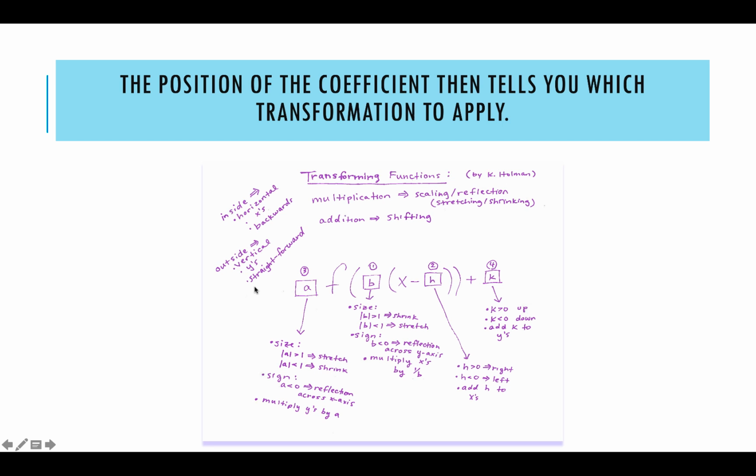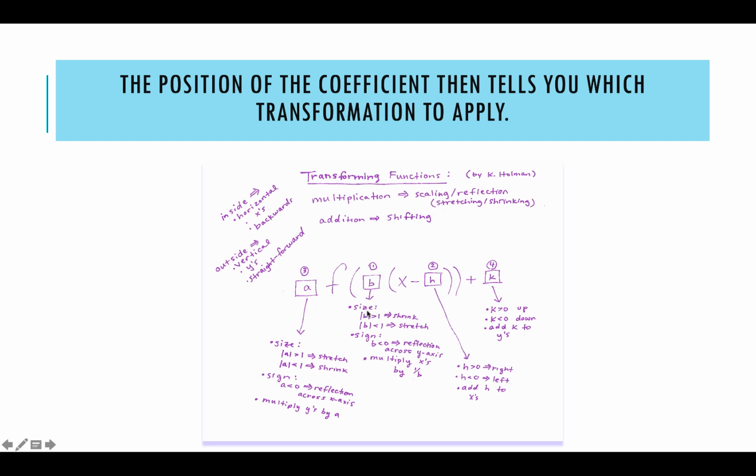So I told you that it's straightforward. If it's outside, big means stretch, small means shrink. The sign, if it's a negative number, then I'm going to try to remember that it is going to be a vertical reflection. As a consequence of it being a vertical reflection, I now know that it's going to be across the x-axis. And we're going to multiply the y values by a if we need to take points and manipulate them. I said that inside is backwards.